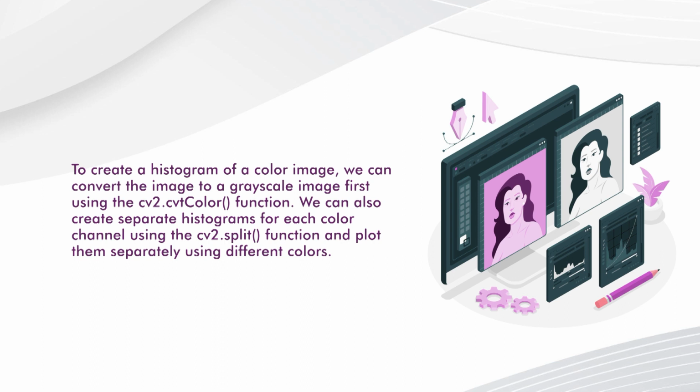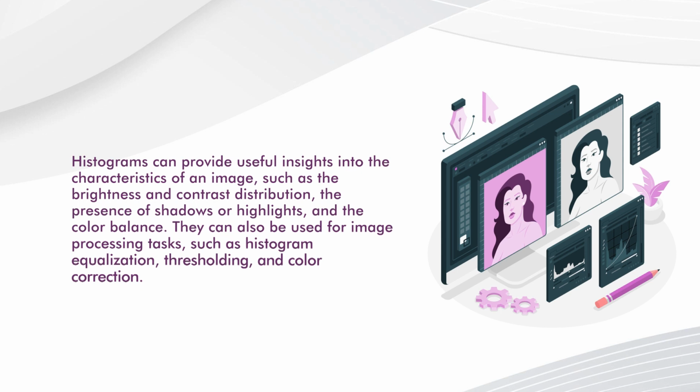First, using the cvtColor function means converting an image from some specific format to a grayscale image. We can also create separate histograms for each color channel using the cv2.split function and plot them separately using different colors. Histograms can provide useful insights into the characteristics of an image, such as the brightness and contrast distribution.